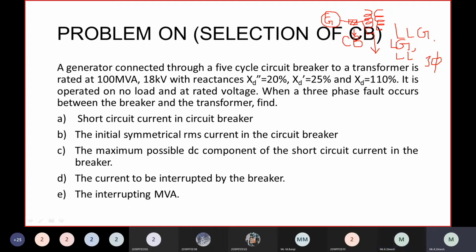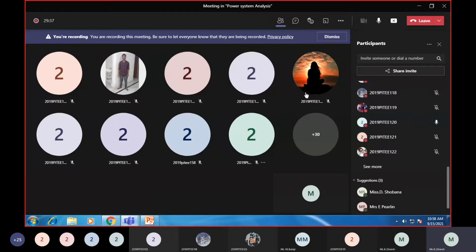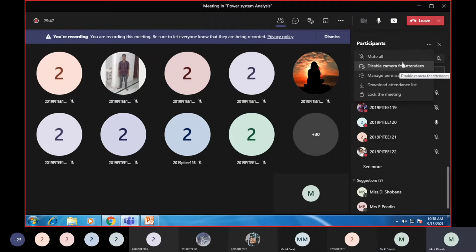Please mute your microphone, students. The recording session is going on. Don't interrupt me. I will give a separate session for your doubts. Please mute your microphones. Roll number 1, kindly mute your microphone. Otherwise, I will disable everyone's mic.